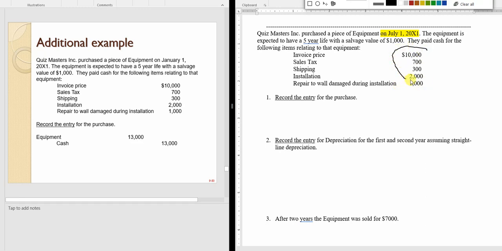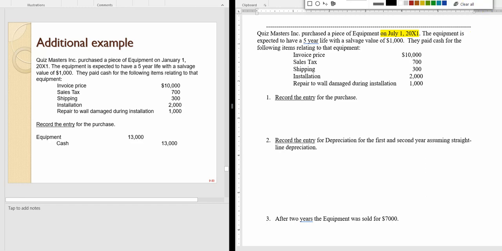So I need to add those. My journal entry is to debit equipment, credit cash for $13,000. I ignore the $1,000. If you did do that, it would be repair expense and cash. So now I know my fixed asset cost is $13,000.